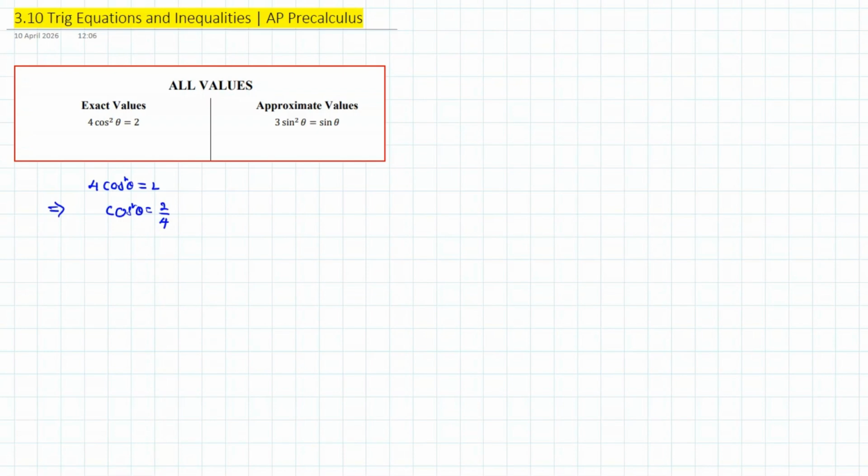So take the square root on each side, so you will get cos theta equal to plus or minus the square root of 2 over 4, which is equal to plus or minus square root 2 over 2. The square root of 4 is just 2. Okay, so we have cos theta equal to plus or minus square root of 2 over 2. So we have two solutions. So two equations: cos theta is positive square root 2 over 2, and cos theta equal to negative square root 2 over 2.